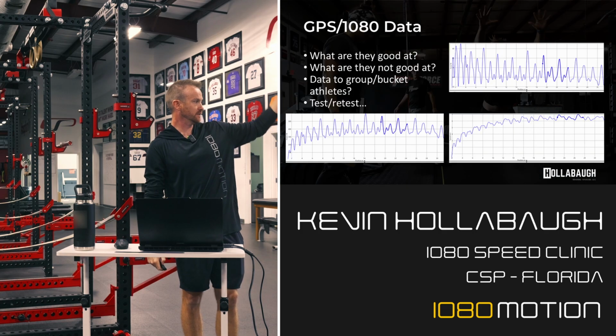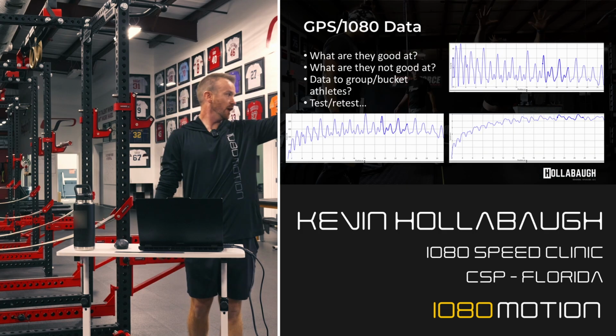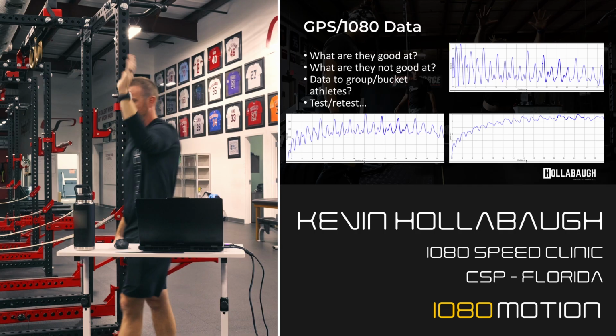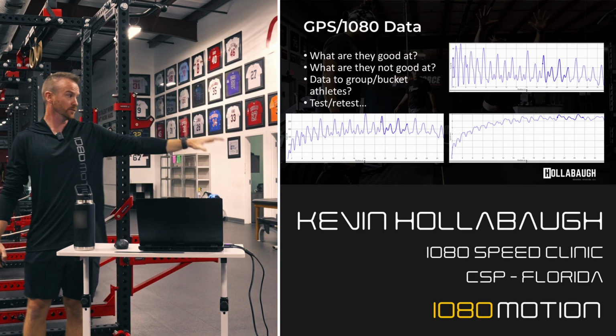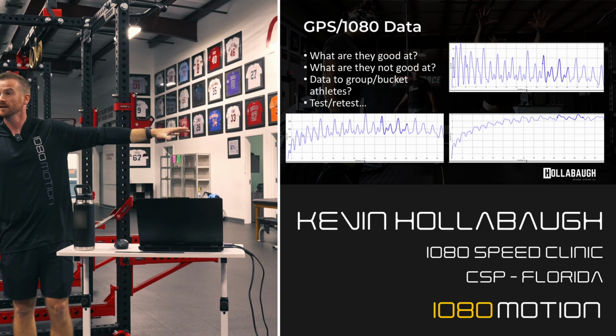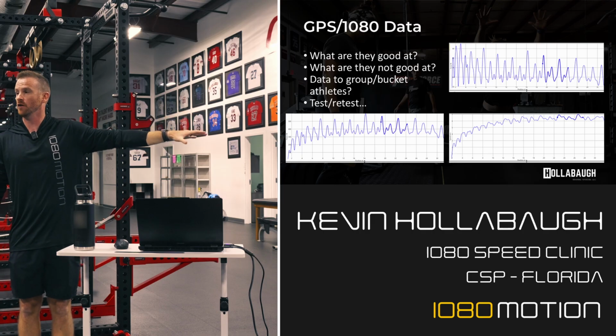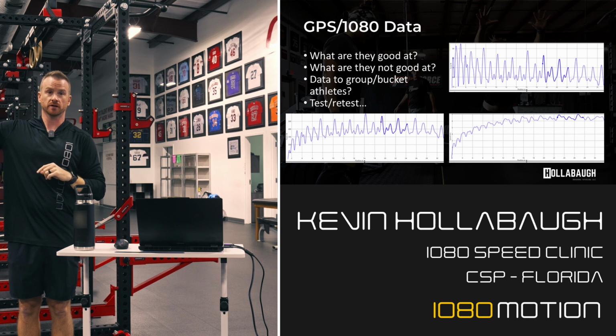1080 GPS, what are they good at? What are they not good at? How do I group and bucket the athletes? And then test, retest. The single best thing that the 1080 did for me in 2019 is it made me start crossing stuff off my playbook for speed. Oh, that didn't actually work.